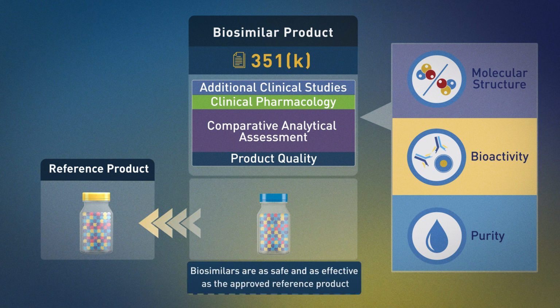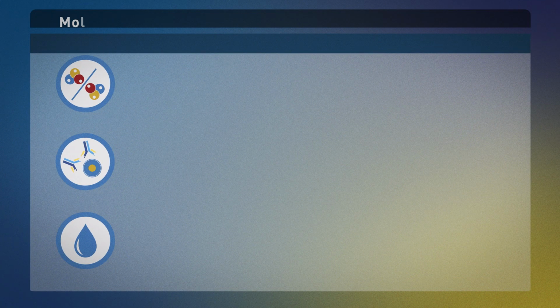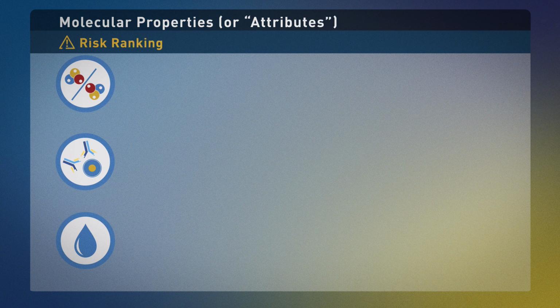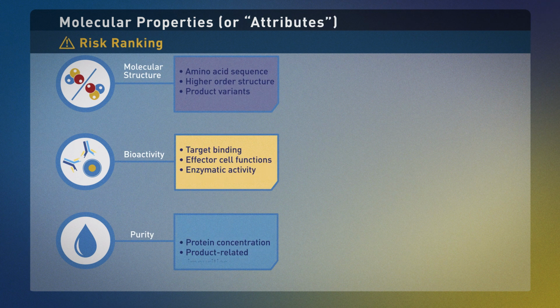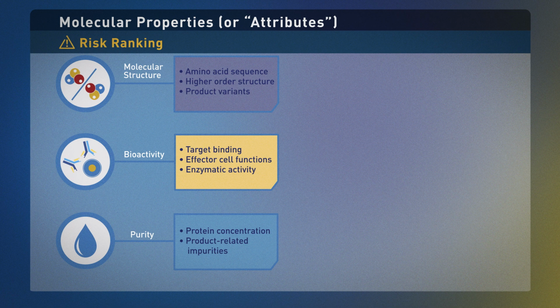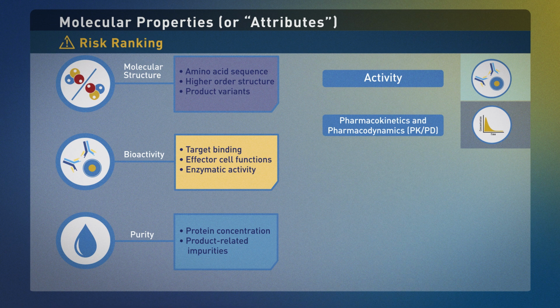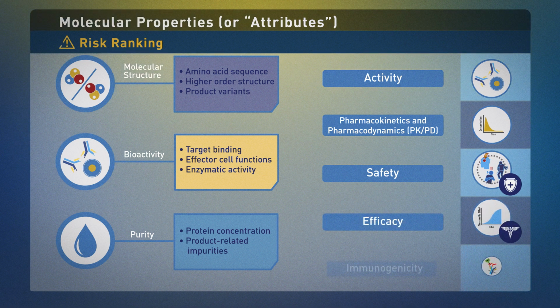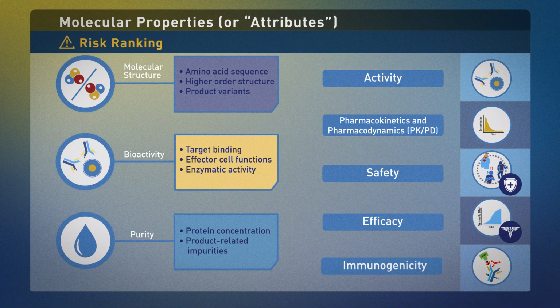A proposed biosimilar with highly similar structure and function to a reference product should behave like that reference product with respect to safety and effectiveness. Biosimilar manufacturers generate data about molecular properties, or attributes, of the proposed biosimilar and compare these properties to those of its reference product. The molecular properties are ranked by risk of impact to the product's activity, pharmacokinetics, and pharmacodynamics, PK, PD, safety, efficacy, or immunogenicity, to determine those that are important to demonstrate biosimilarity.